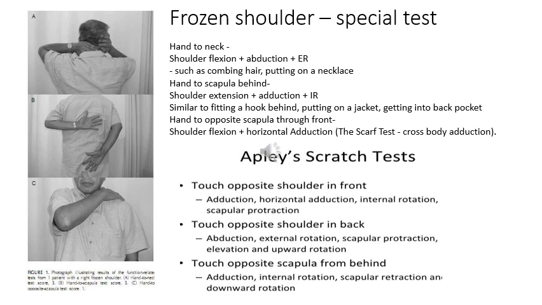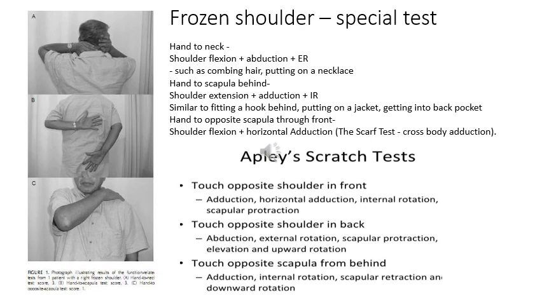So the patient is asked to elevate his hand to his neck and mimic actions such as combing hair or putting on a necklace, etc. That is shoulder flexion plus abduction and external rotation. These are the movements that occur.